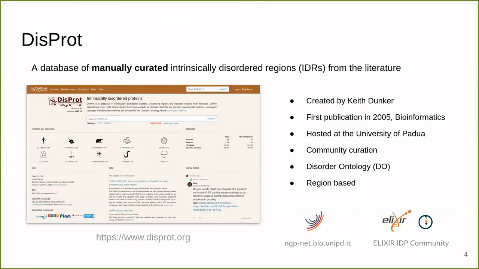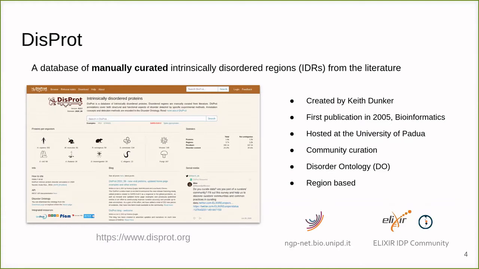So Disprot is a database of manually curated intrinsically disordered regions, and all the annotation comes from the literature. Disprot is not a novel database. It was created by Kit Dunker and was first published in 2005 in Bioinformatics. Since 2017, it is hosted at the University of Padua, and it is a community curation effort.